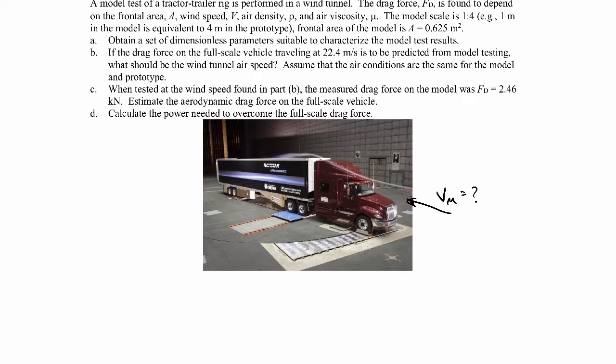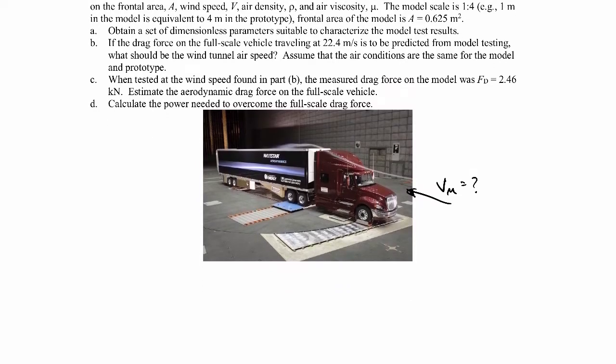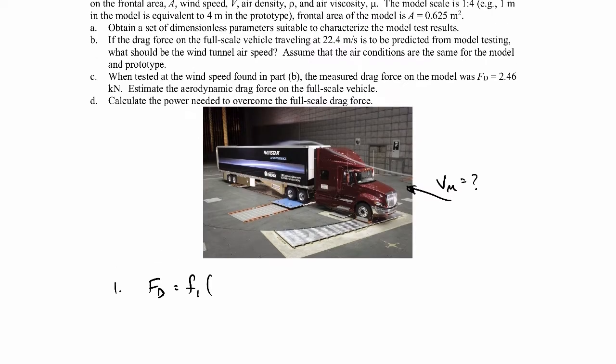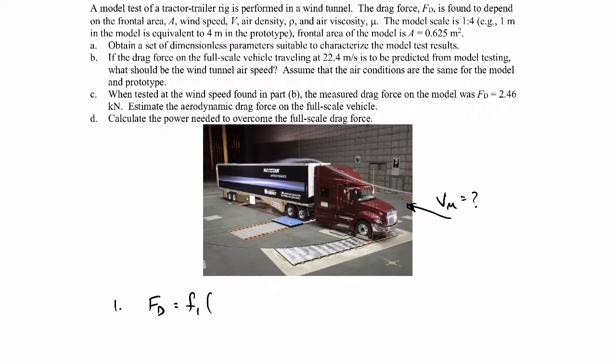So let's first of all start with finding the dimensionless parameters used to characterize the model test results. So this is a dimensional analysis. Step 1 is to write down the functional relationship in dimensional terms. So the drag force, we're told, is a function of the frontal area A, the wind speed V, air density, and air viscosity. That's all given right here in this sentence.